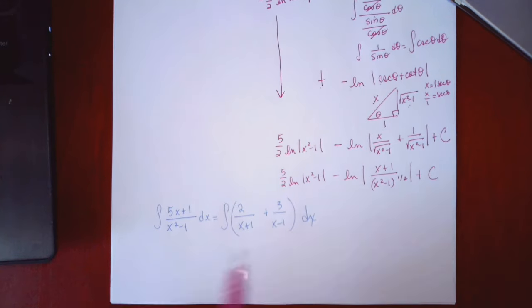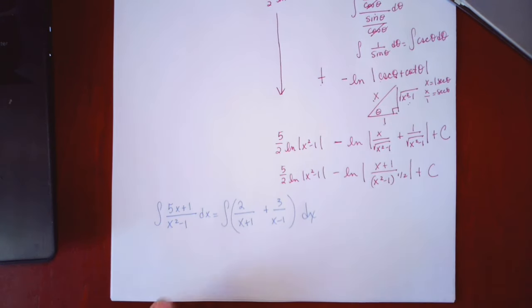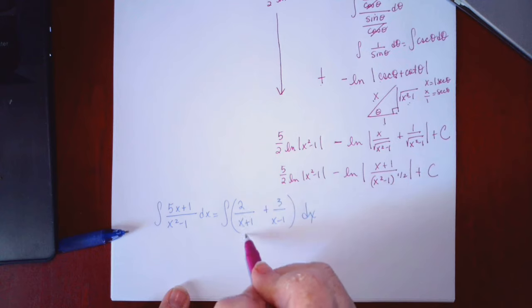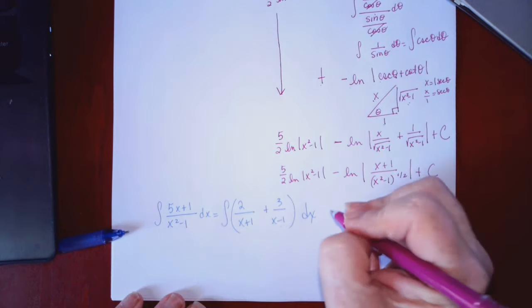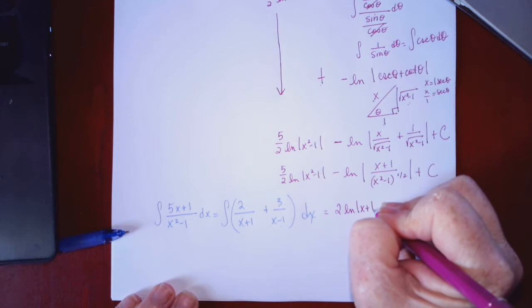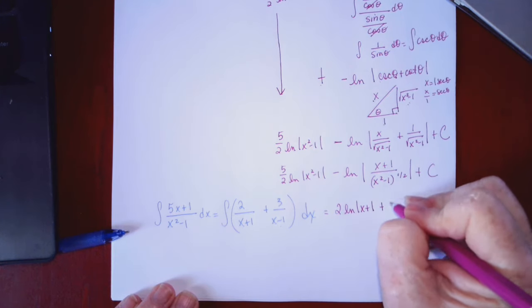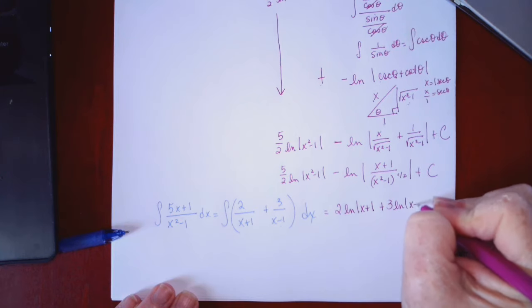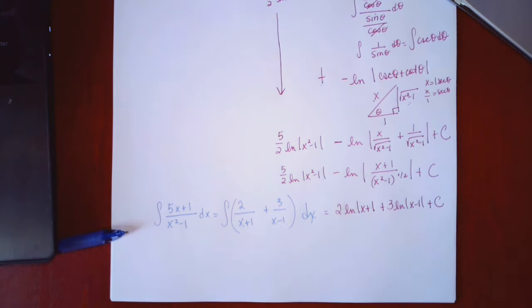How hard is it to integrate this version? Not very, is it? Just basically du over u and a du over u. So we'd end up with 2 times the natural log of absolute x plus 1 plus 3 times the natural log of absolute x minus 1, and we're done. I'm going to take your stunned silence as just awe at how easily we got that integral done, yeah?